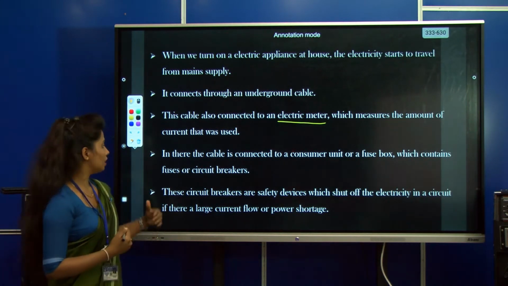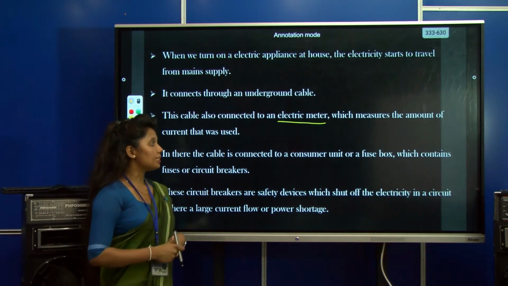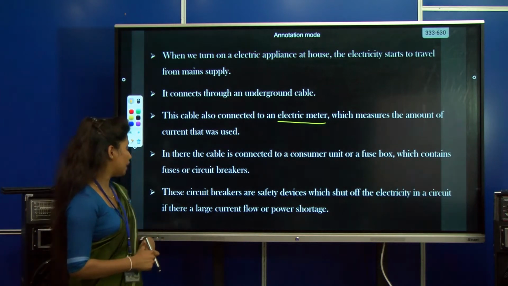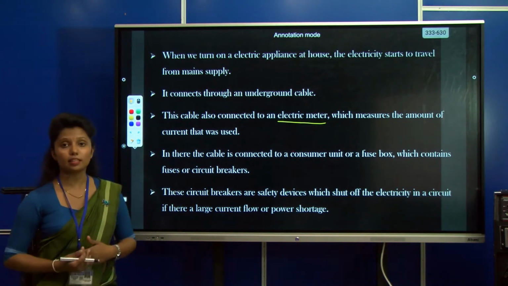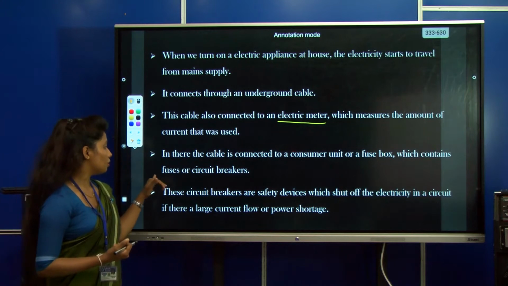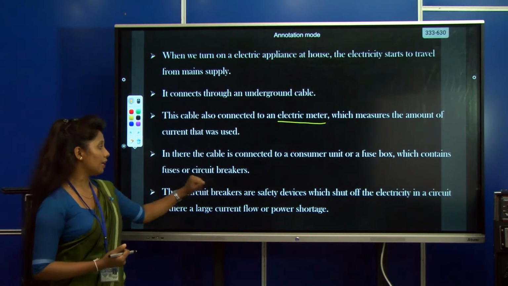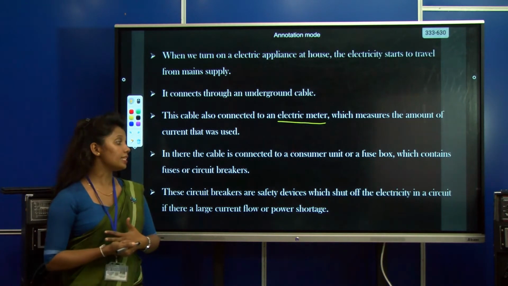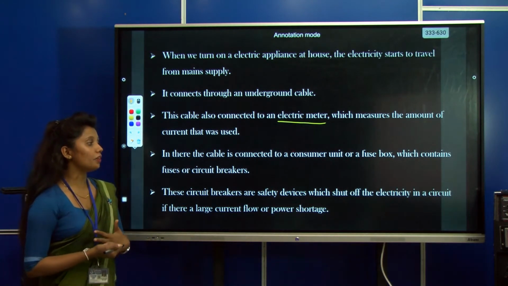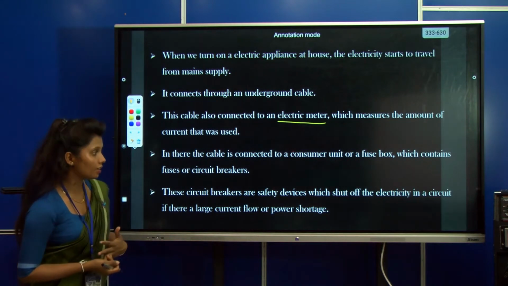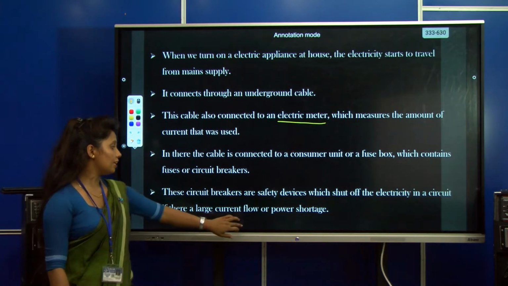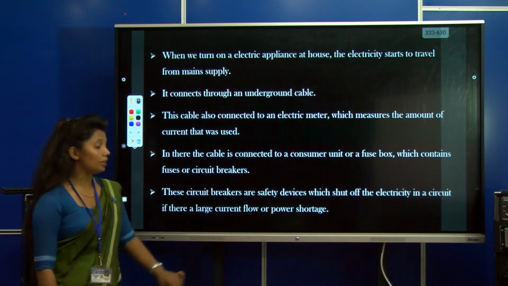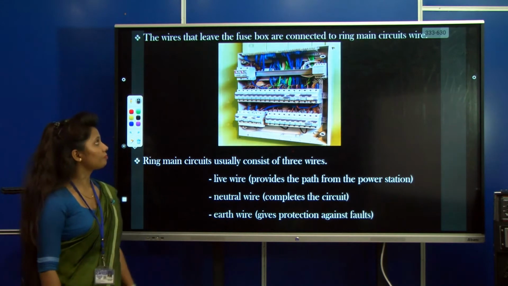This electric meter will help us to measure the units that we consumed during the day or a month. There, the cable is connected to a consumer unit or a fuse box, which contains fuses or circuit breakers. We will discuss fuses and circuit breakers later. These circuit breakers are safety devices which shut off the electricity in a circuit if there is a large current flow or a power shortage.